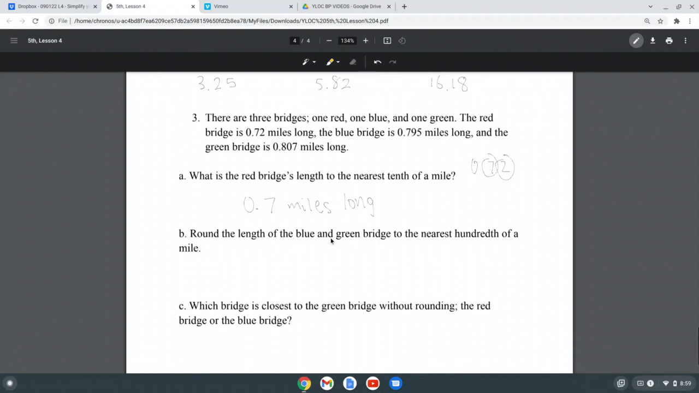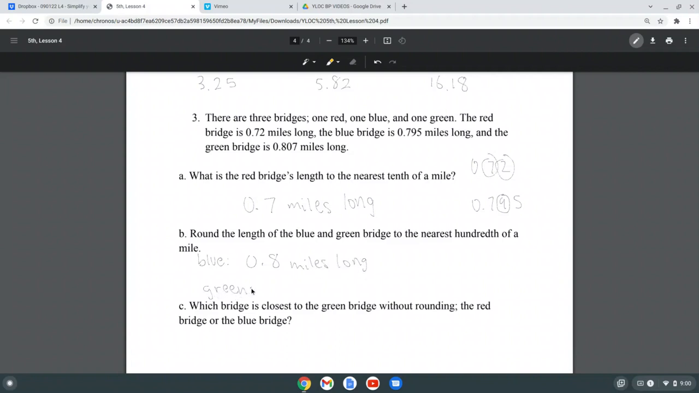Next, round the length of the blue and green bridge to the nearest tenth of a mile. Here we have the blue and green bridge. We want to round, so this is hundredths. 5 is 5, so we'll round up. But since 9 becomes 10, it will become 0.8 for the blue. So blue, 0.8 miles long.